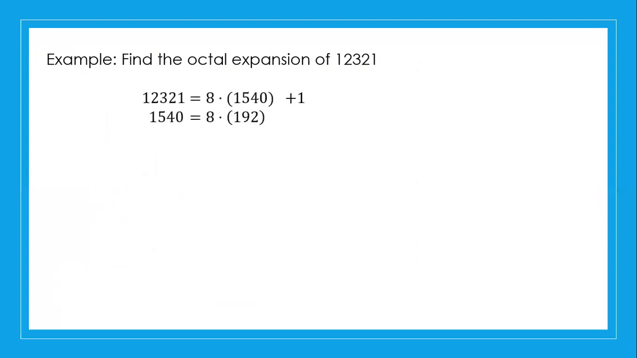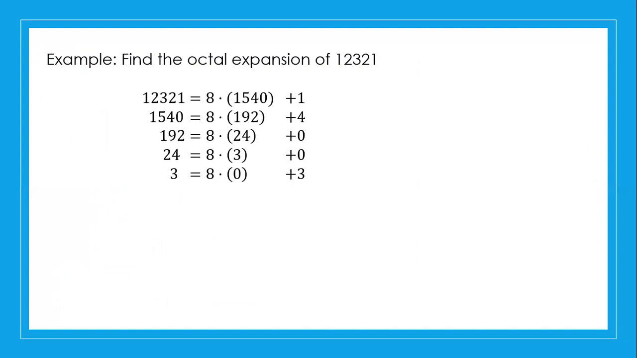So let's see this with another example. Let's find the octal expansion of 12,321. So we're just going to keep repeatedly dividing by 8. So we divide by 8 the first time, remainder of 1. Take that 1,540, bring it down, divide by 8 again. You get 192, remainder of 4.